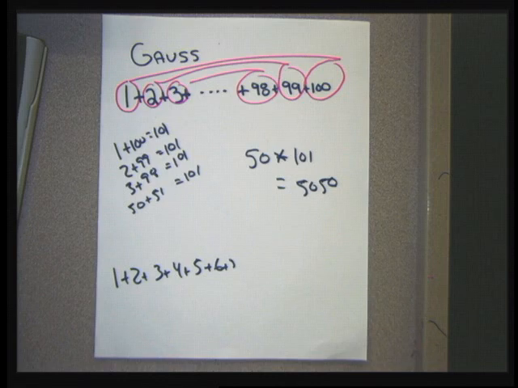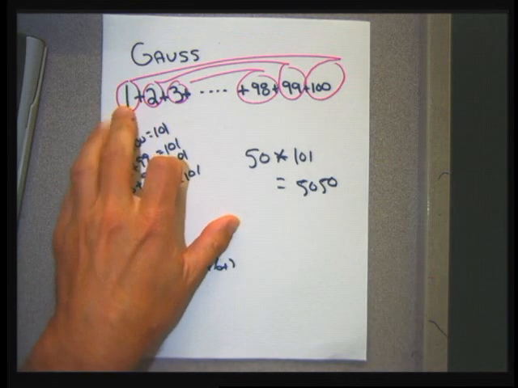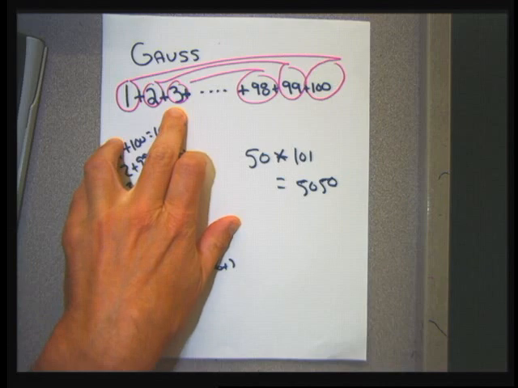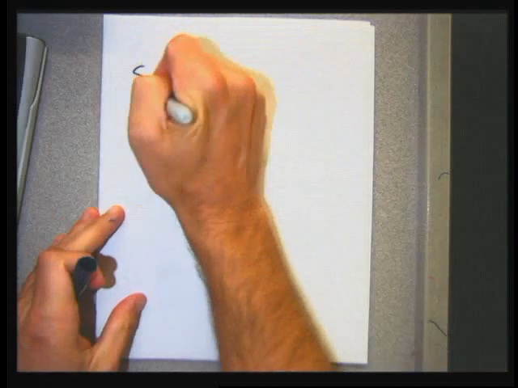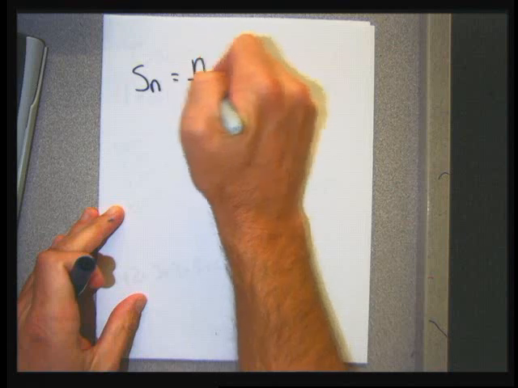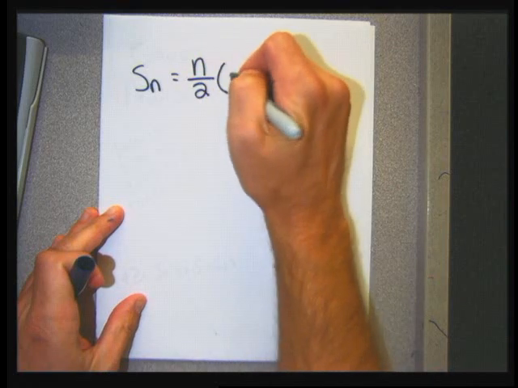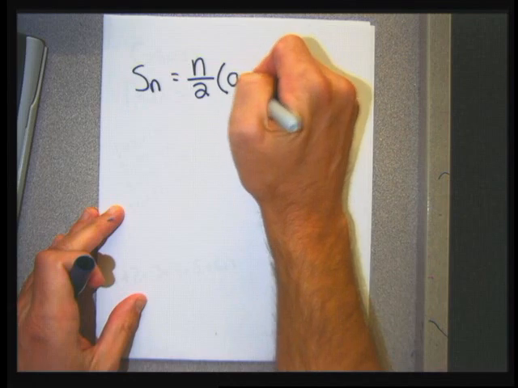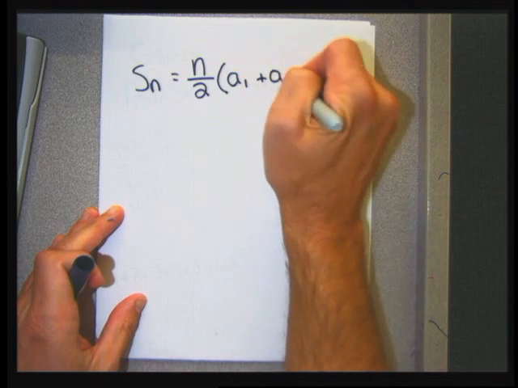There's a formula that allows somebody that's not so clever to add up these terms. That is essentially what Gauss did. And so the formula approach to add up numbers in this arithmetic sequence, because the numbers are all one apart, is this. The sum, S sub n, the sum of the first n terms in an arithmetic sequence is the number of terms divided by 2 times the sum of the first term plus the last term.